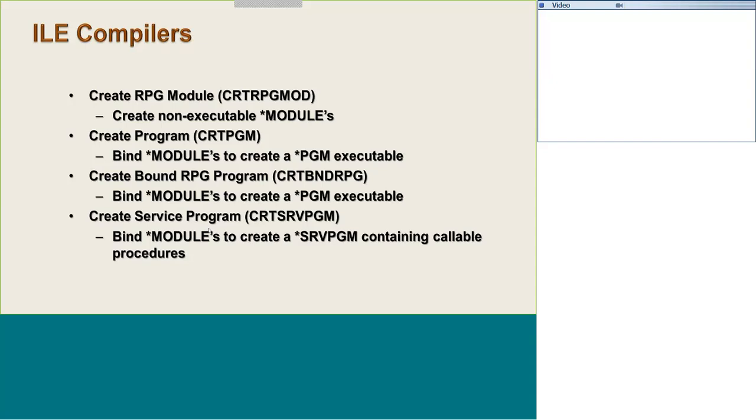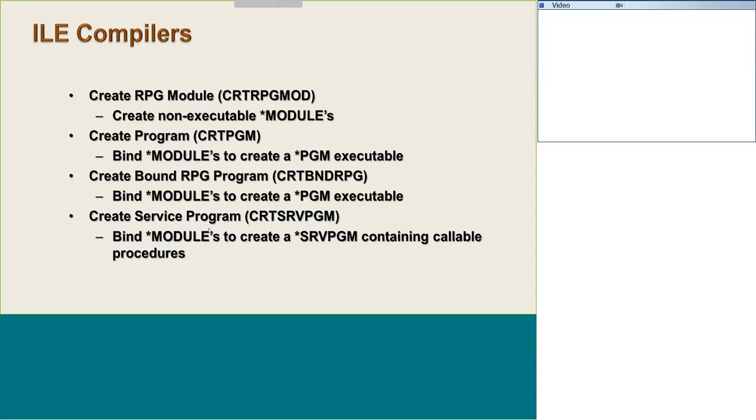Create bound RPG program. Create bound RPG also does exactly the same thing as create program. It creates a program executable by binding one or more modules together. We usually use this and apply it only to a single module, which we then say is an ILE program. Not strictly true. Yes, you have used an ILE compiler to convert a module to a program, but it's a single module. The create bound RPG can bind numerous modules together to create a single program.